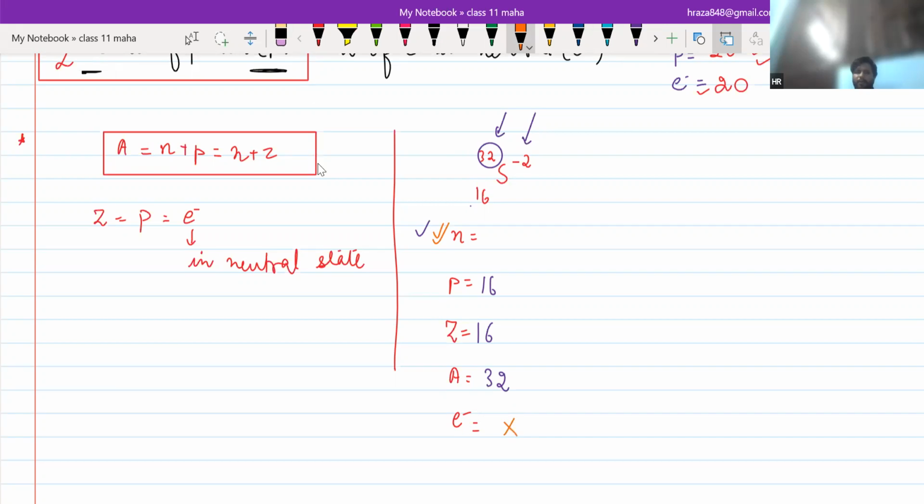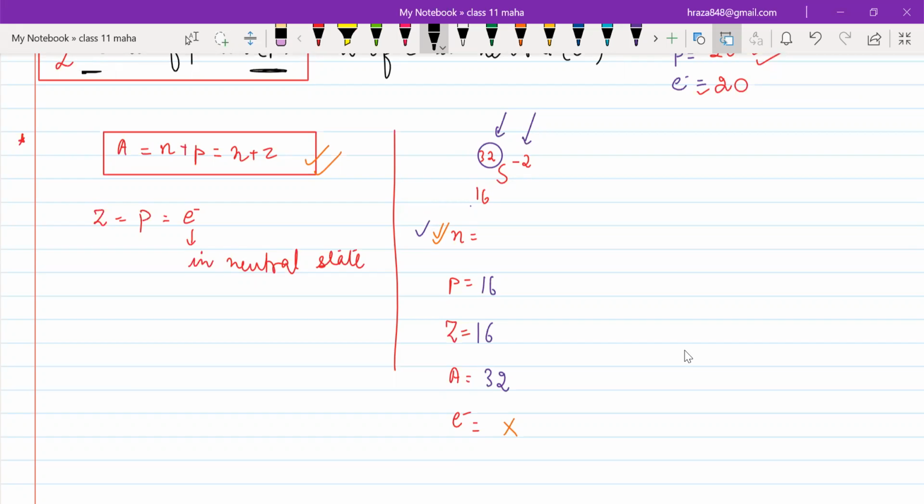Just write the formula. You can use this formula to calculate. Is it 16? Yes, it is 16. Now see, what is the number of electrons?